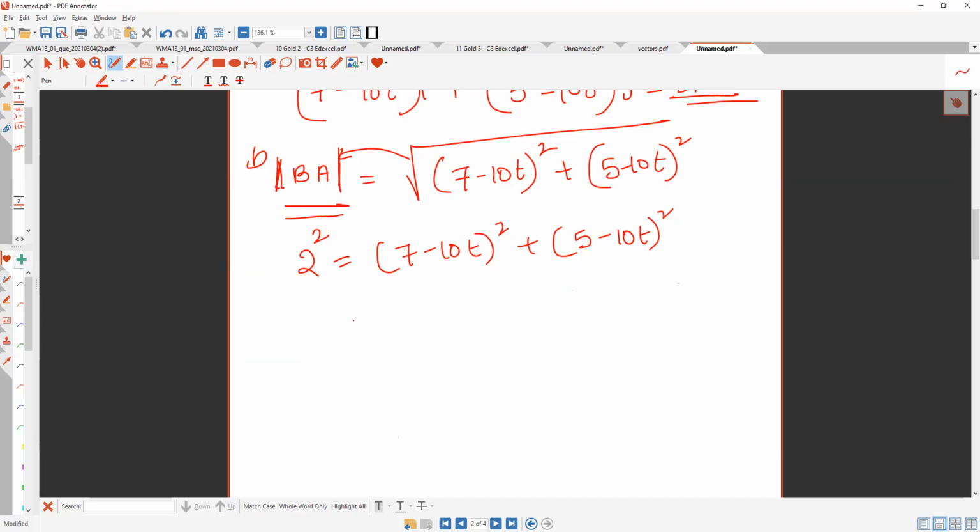Now I'll pause the recording. You guys are supposed to open this bracket. You will get a quadratic equation and you will get a t value. So I'll pause the recording, start doing the sum, guys.